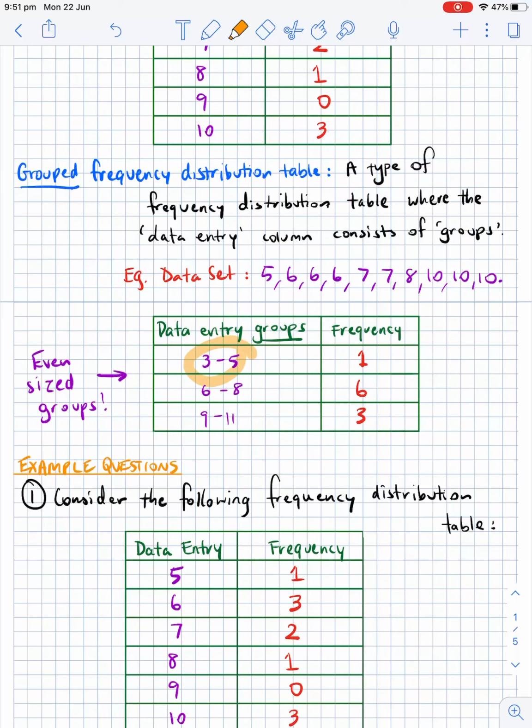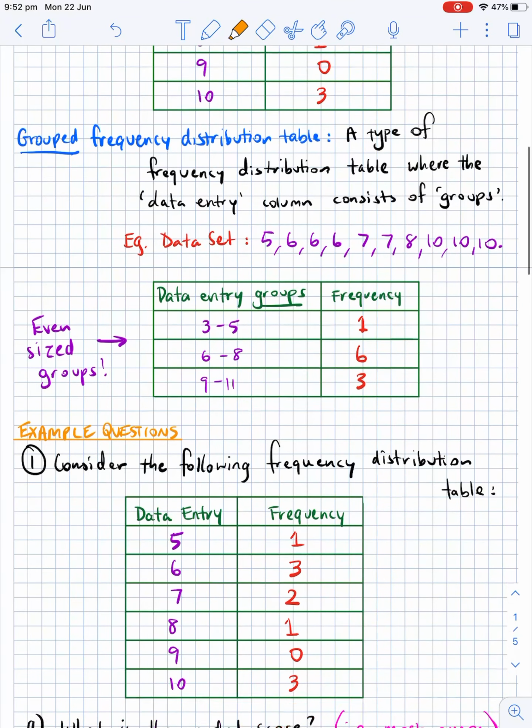So 3 to 5, that consists of 3 numbers, like 3, 4, and 5. The next one consists of 6, 7, and 8, 3 numbers again, so even groups. And this one's 9, 10, and 11. And we want to show the frequencies from this data set. So 3 to 5, we've only got one number in that group, so we've got 1. 6 to 8, 1, 2, 3, 4, 5, 6. 6 in that group from 6 to 8. And then lastly, from 9 to 11, we've got 3 numbers. So there's our frequency of 3.